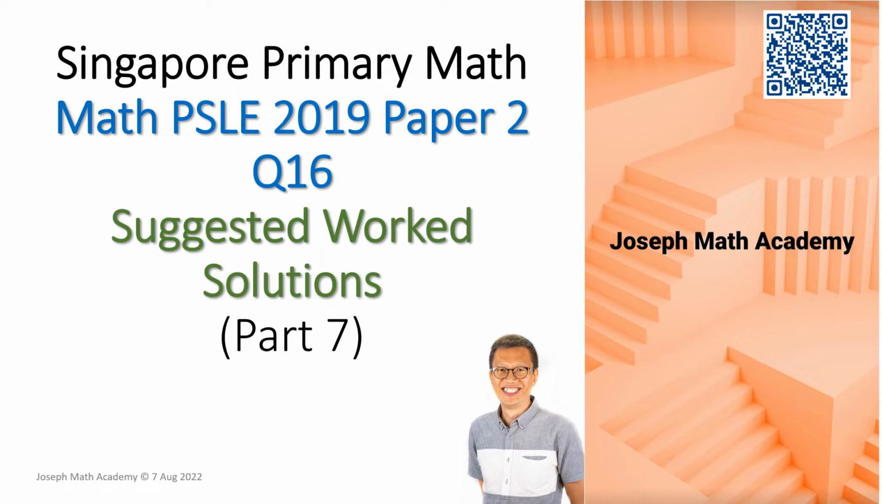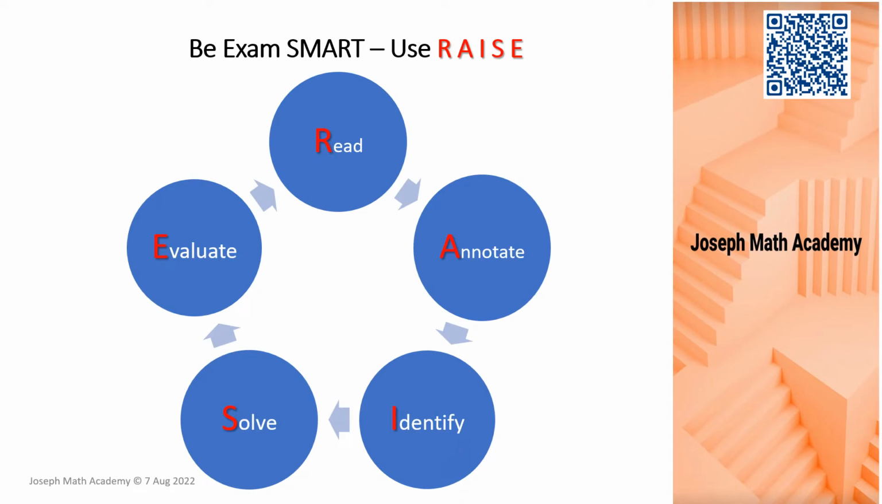Welcome to my video on question 16 from Math PSLE 2019 paper 2. This is a strategy that I'm using: the importance of reading carefully and annotating at the same time. Annotating means to look out for keywords, hints and clues to help us identify the concept, the heuristics better. Once we know the concept, the heuristic for that question, solving the question will be a breeze.